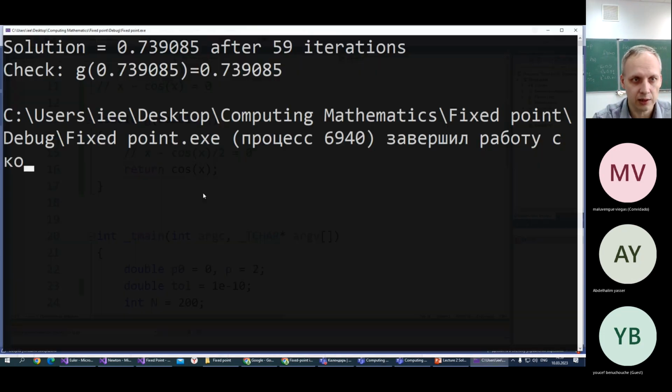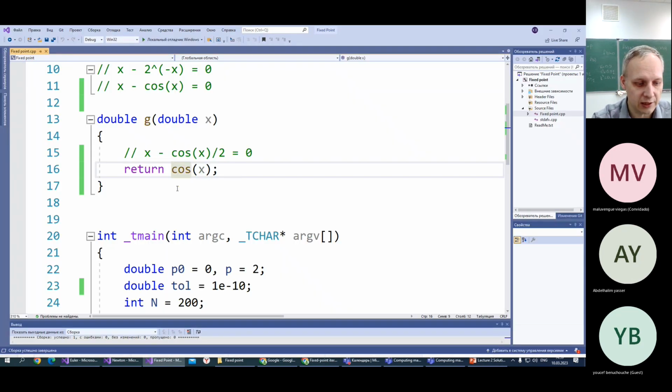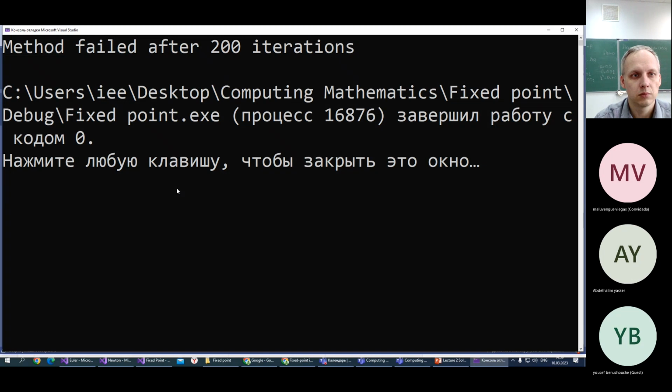But just for cosine, 59 iterations. What happens if we take 2 times cos? The method failed to solve. I can say that the method diverges, because for the problem x equals 2 times cosine x, the conditions of the theorem are not satisfied, and the method failed to solve this problem.